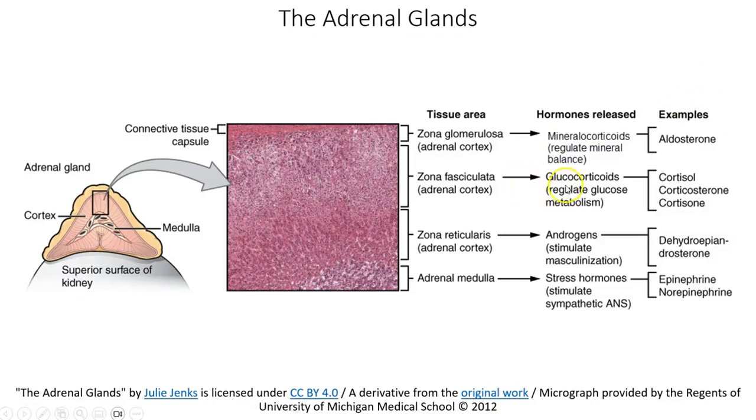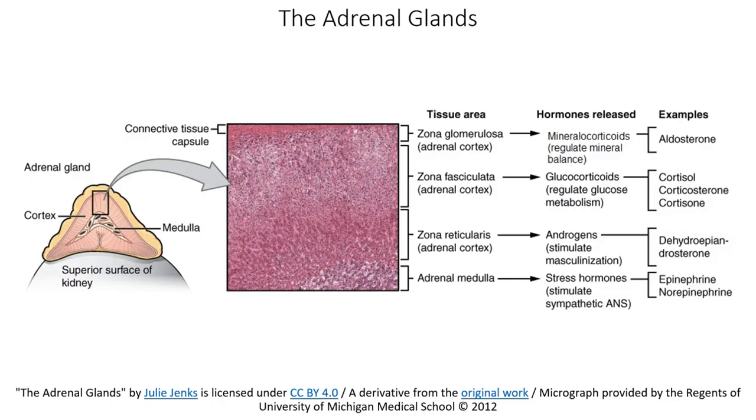The next zone, we have glucocorticoids. These are going to regulate glucose metabolism, so helping with making sure that we are having proper blood glucose levels. This is going to be cortisol, corticosterone, and cortisone. So those are three hormones given as examples here. Cortisol is probably the most important. The liver is going to convert some of this to cortisone. Cortisol is part of our long-term stress response again.